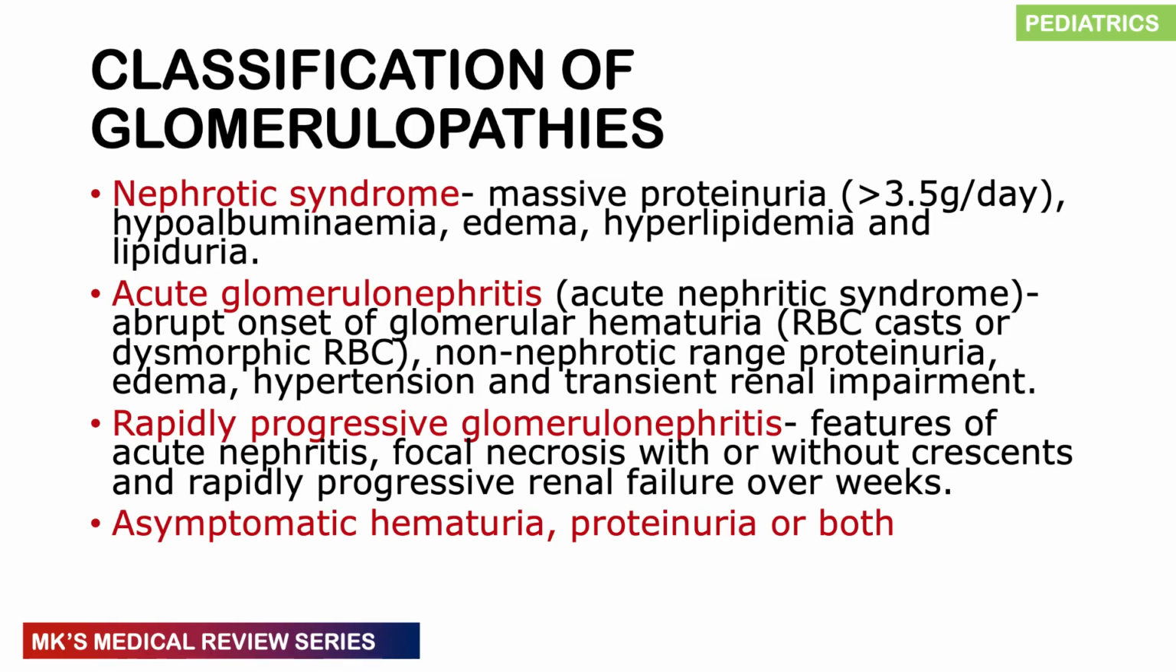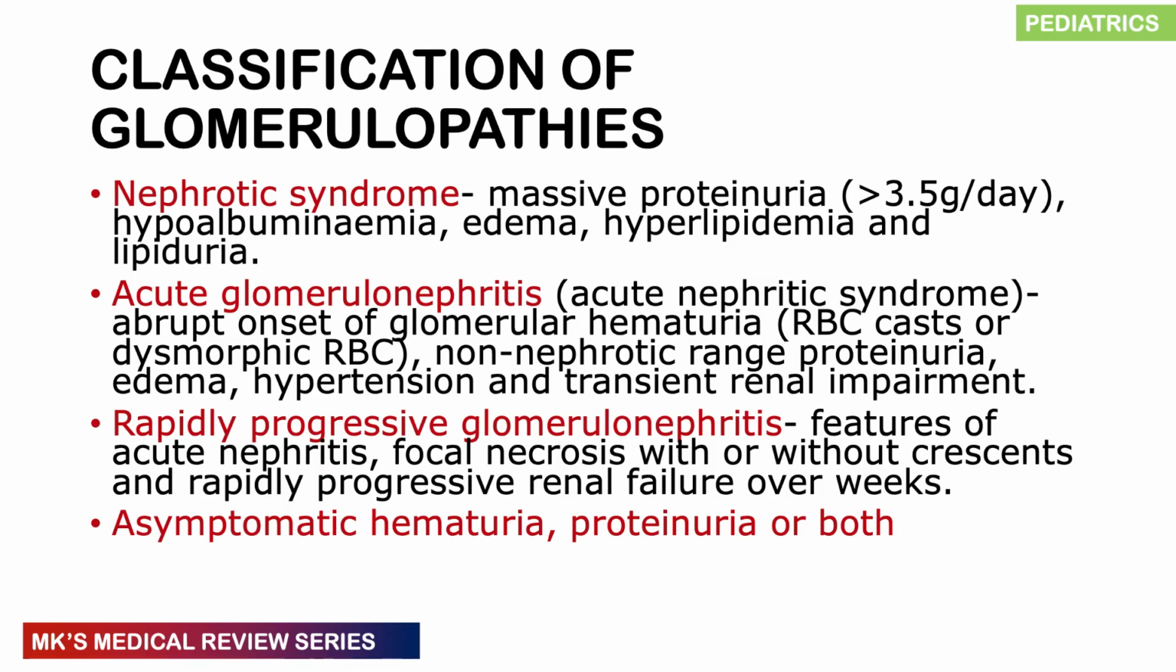You may have acute glomerulonephritis, which is an acute nephritic syndrome. So here they're going to have this hematuria. They'll have these red blood cell casts or these dysmorphic red blood cells. They have this proteinuria, but it's not enough for you to consider it as nephrotic syndrome. It's less than 3.5 grams per day. They may have edema. They may have hypertension. They may have transient renal impairment.